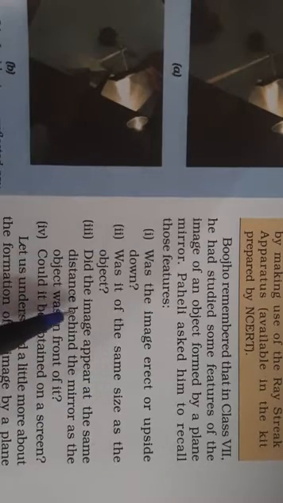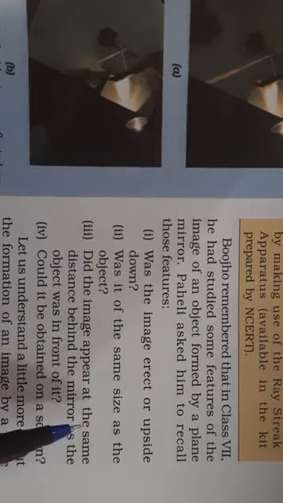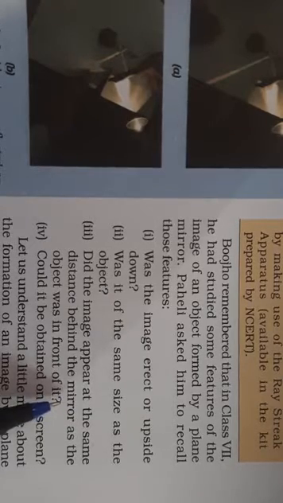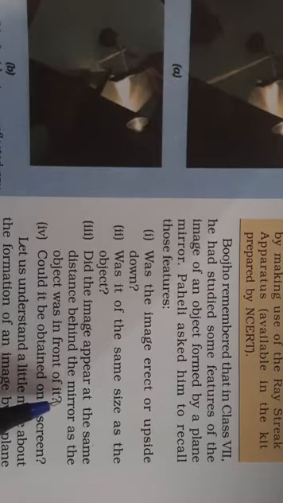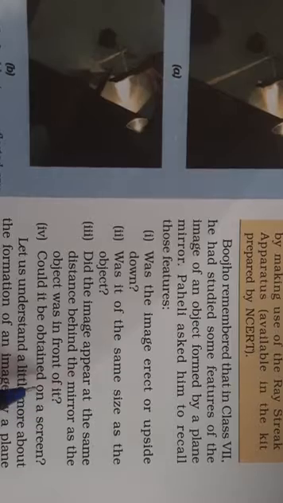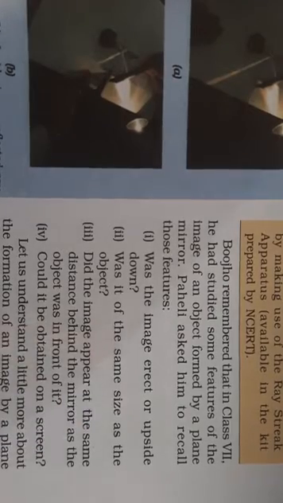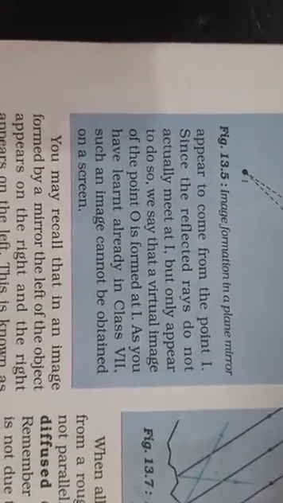The image is always formed behind the mirror. That is an important characteristic of a plane mirror. Today, children, when you stand in front of the mirror, observe where the image is formed. The image is not formed on the mirror's surface, but behind the mirror. So the image formed is always behind the mirror.